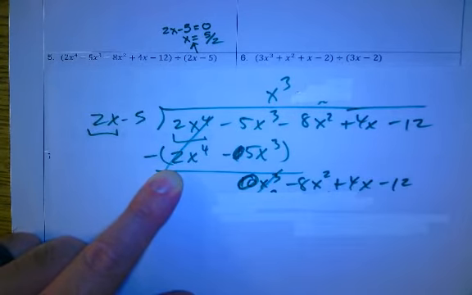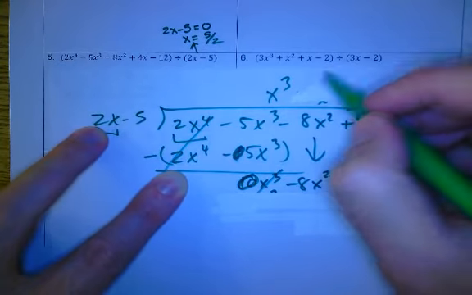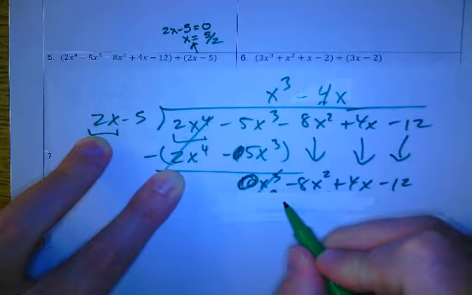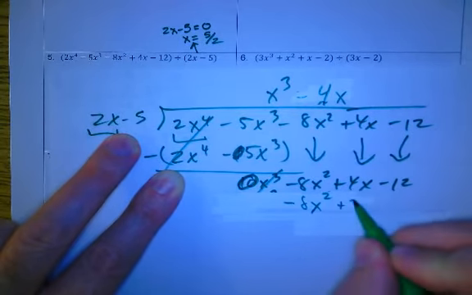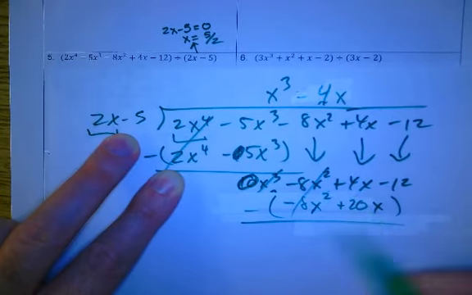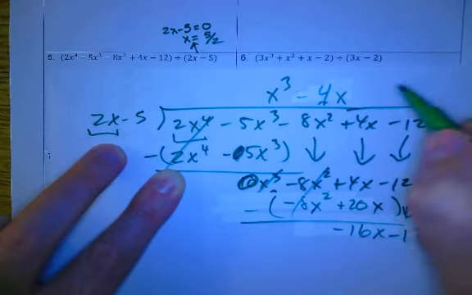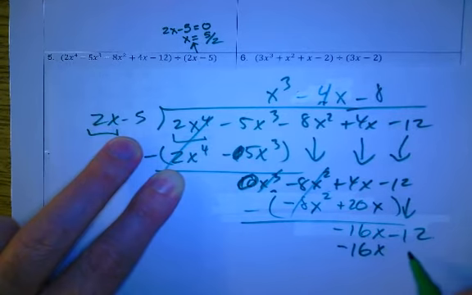So we just bring these guys down. And now I get minus 4x. So this becomes minus 8x squared and plus 20x. When I subtract this row, they cancel. This becomes negative 16x. Bring down the negative 12. I multiply, I get minus 8. This becomes negative 16x. This becomes plus 40. When I subtract, I get negative 52.